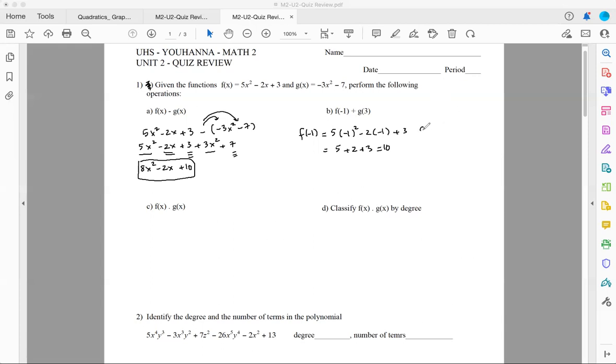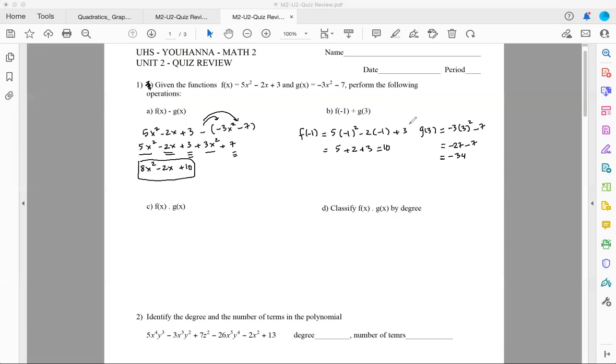Similarly, for g of 3, you're going to replace all the x's in g by 3. Negative 3 multiplied by 3 squared, and then minus 7. Again, you do 3 squared first, which is 9, not 6, it's 9, careful. 3 squared is 9, multiplied by negative 3 is negative 27, and then minus 7, which is going to be negative 34. Remember, when you're subtracting negatives, the number becomes larger negative, right? You're adding more negatives, you're losing more, so you get a larger negative.